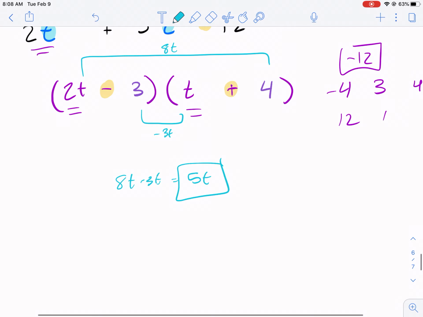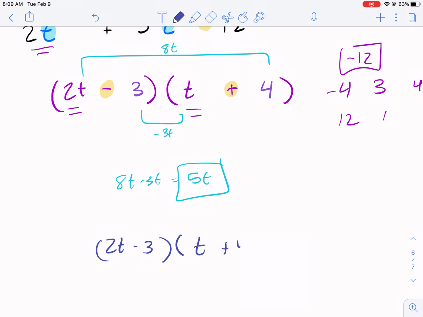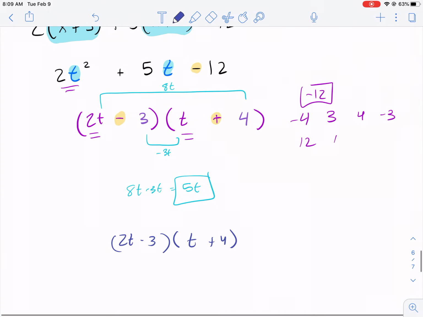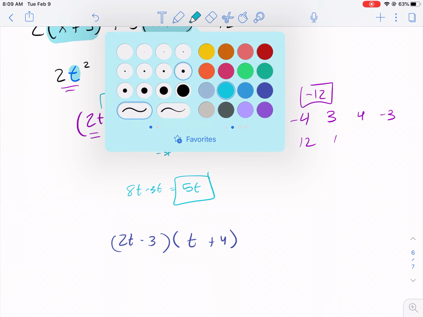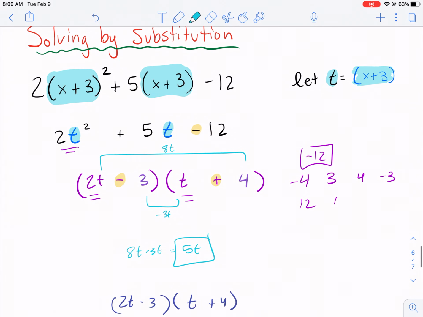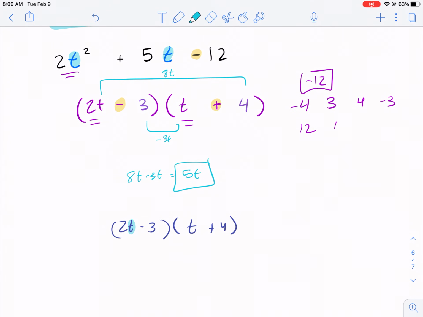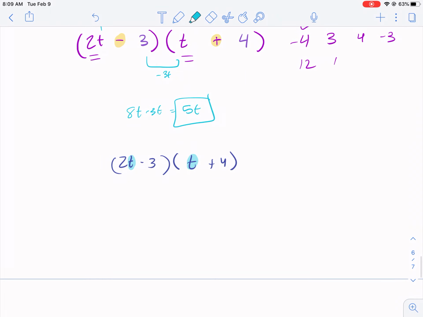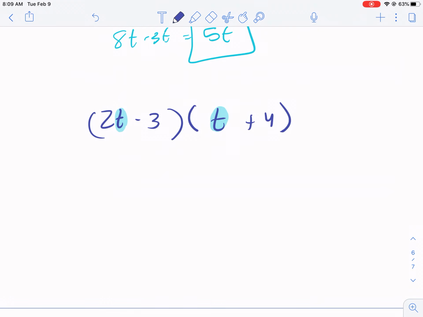Now, here's the deal. Let me rewrite this. We know that 2t minus 3, t plus 4 is our correct factorization. But keep in mind, remember at the beginning, I substituted. I said t is equal to x plus 3. So we're going to replace back the t with the x plus 3. So we're going to rewrite this.